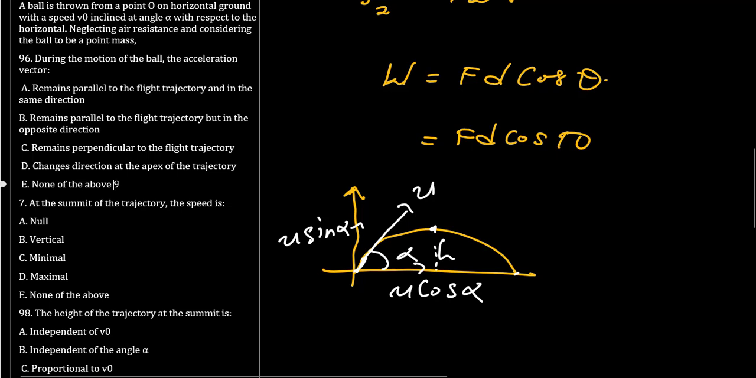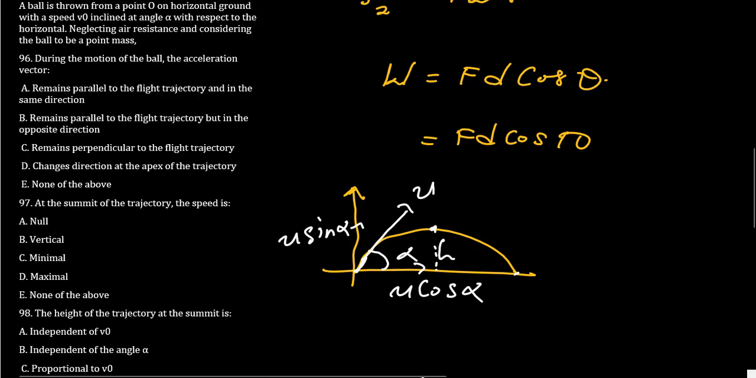None of the above. So the correct option is it changes direction at the apex of the trajectory. That's at this point. As the ball is moving, it is moving with an acceleration which is contrary to that of the acceleration due to gravity, since the direction of g is downwards. And when it changes direction, we see that it follows the orientation of the acceleration due to gravity. So the correct option is option D.